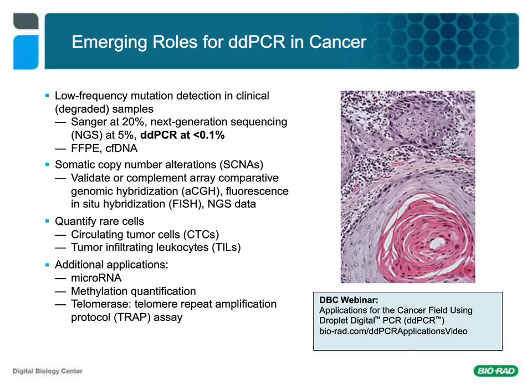A lot of work is being done with, as I mentioned before, copy number alterations and comparing that to arrays. Also, some very interesting work is being done using ddPCR to measure TILs, or tumor-infiltrating leukocytes, and circulating tumor cells, CTCs. Additional applications are microRNA detection, methylation quantification, and telomerase or enzyme activity assays like the telomere repeat amplification protocol.